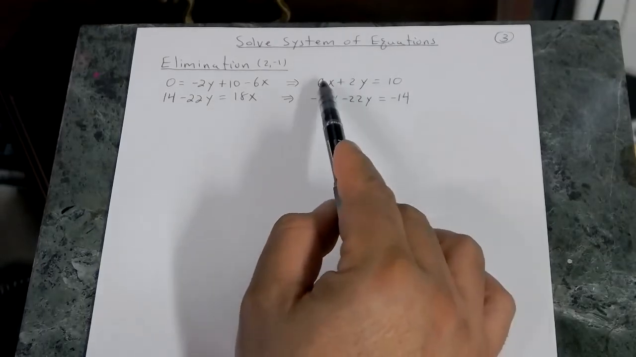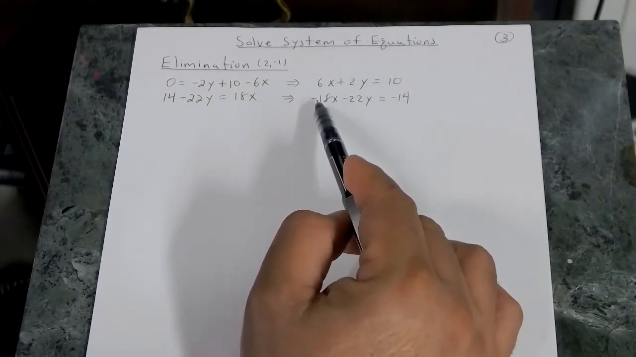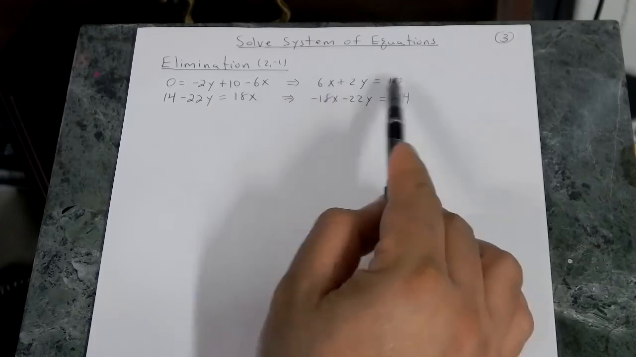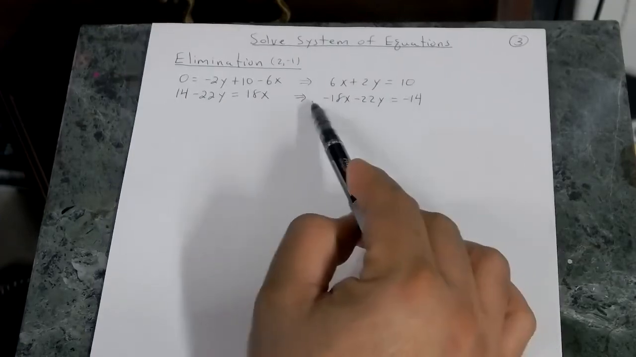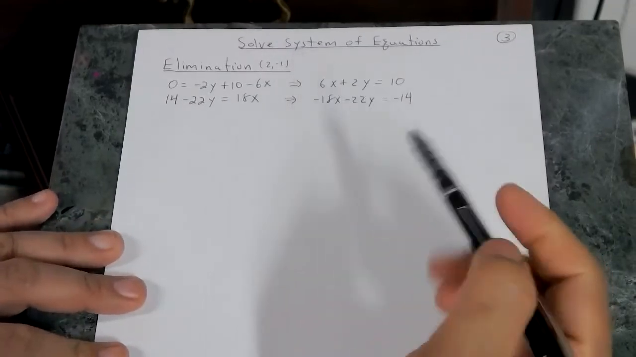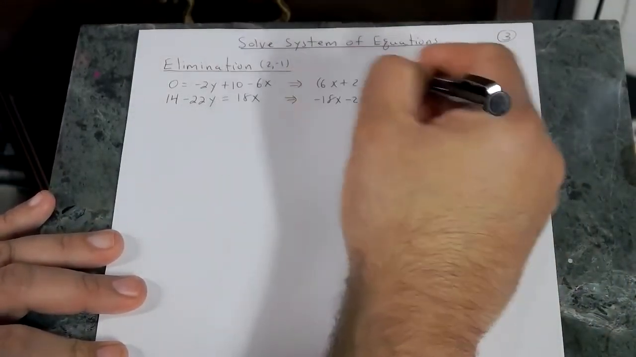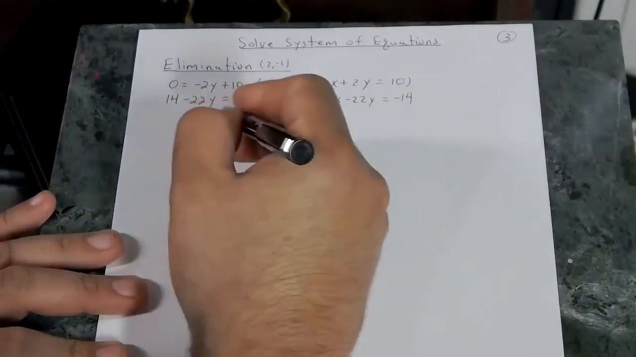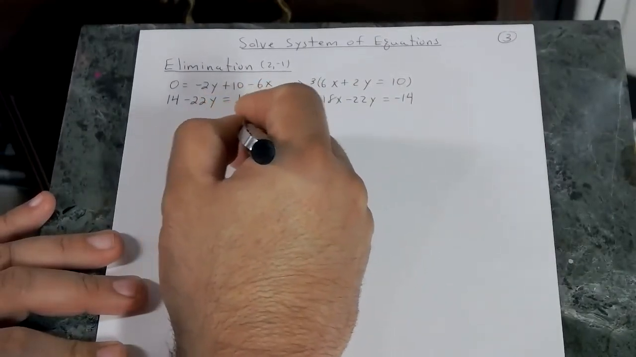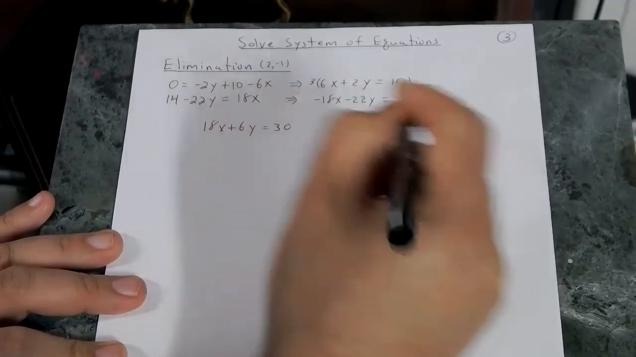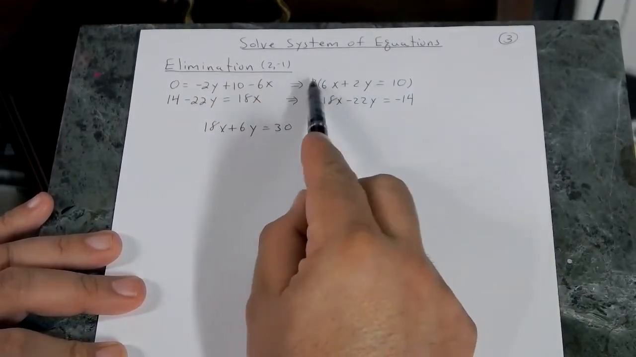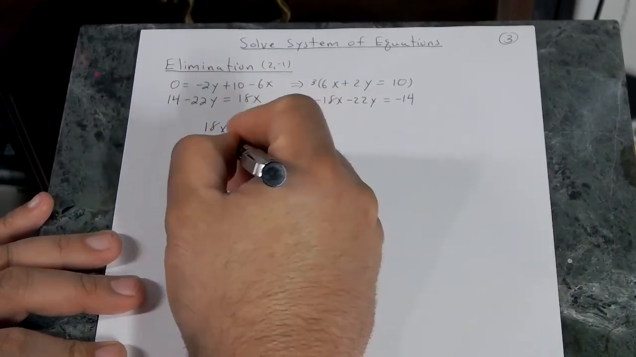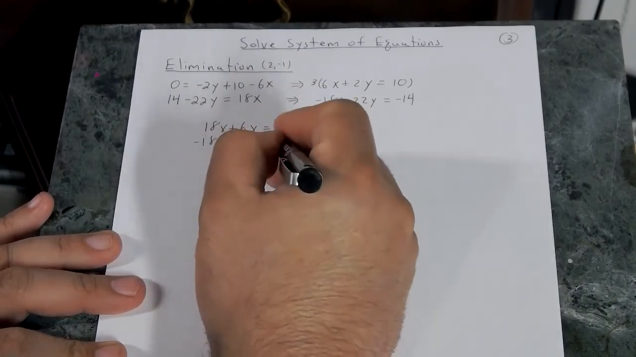In case this was a 7 or a 5, one of the easiest ways would be to multiply the top equation by the bottom number. So if I didn't want to think, I would have multiplied the top by 18, and I would have multiplied the bottom equation by 6. But I don't want to do all that work because I know 18, so I'm going to take this top right here and multiply it by 3. So here we go. My top equation now becomes 18x plus 6y equals 30. As you see, I multiplied everything by 3. I didn't do anything to the bottom, so that stays as negative 18x minus 22y equals negative 14.